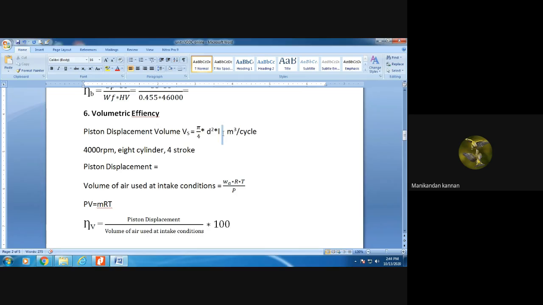Okay, so it is not piston displacement, it is piston displacement volume. For piston displacement, I have to multiply this volume with how many cylinders, what stroke, and what is the speed. Then only you will be getting piston displacement, that is meter cube per minute. I will explain how you are getting it.